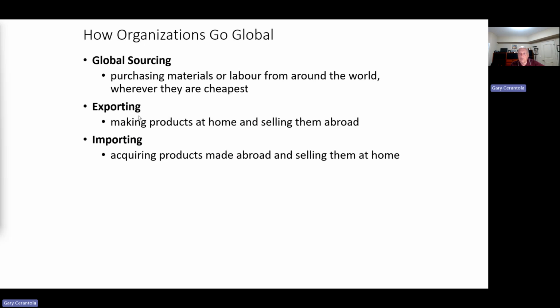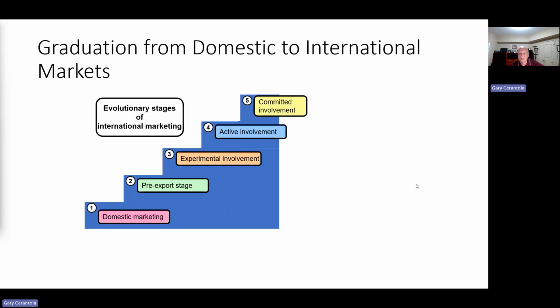Some will just try to export, making products at home and selling them abroad. Some will import, acquiring products made abroad and selling them at home. The distribution and customs requirements are the same between exporting and importing, so there are a lot of similarities. A lot of organizations will do both and exploit the synergies across exporting and importing as well.